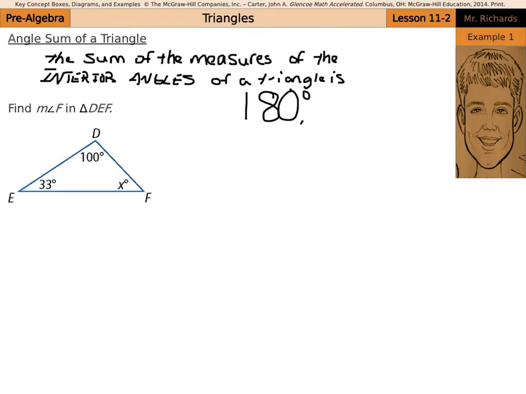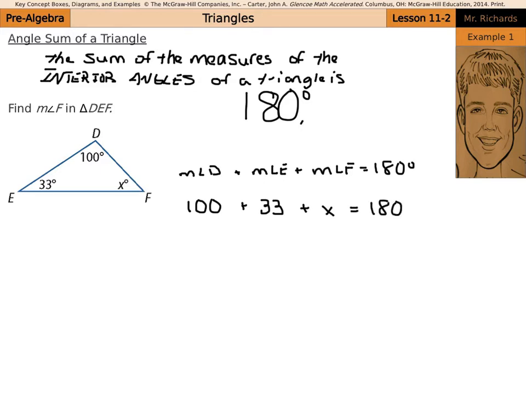And so we can use that to help us find missing angles in triangles. So we would like to find the measure of angle F in triangle DEF. We know that the measure of angle D plus the measure of angle E plus the measure of angle F are going to add up to be 180 degrees. Well, D is 100, E is 33, F is our unknown, so x, and that's going to add up to be 180 degrees.